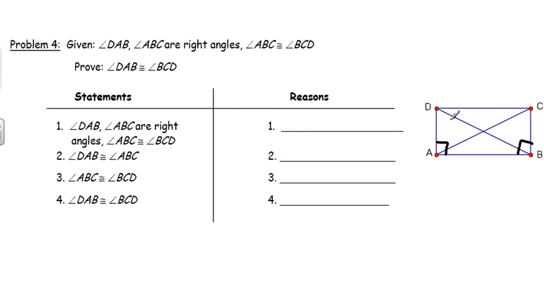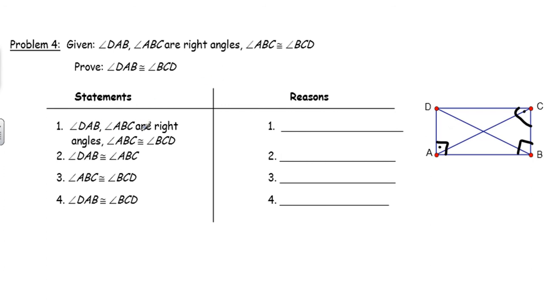And angle ABC is congruent to BCD. So these two are congruent. And we want to prove that DAB is congruent to BCD. We want to prove that this angle and this angle are congruent. Well, we already know that if this one's 90 and this one's 90 and this one's congruent to this one, then they're all 90. They're all congruent to each other. But you can't just say that. You have to prove it.